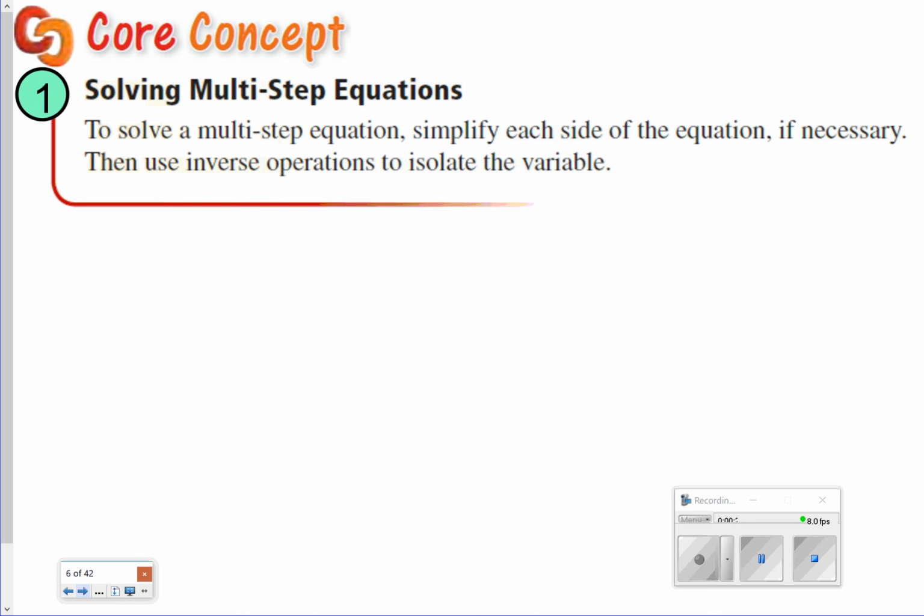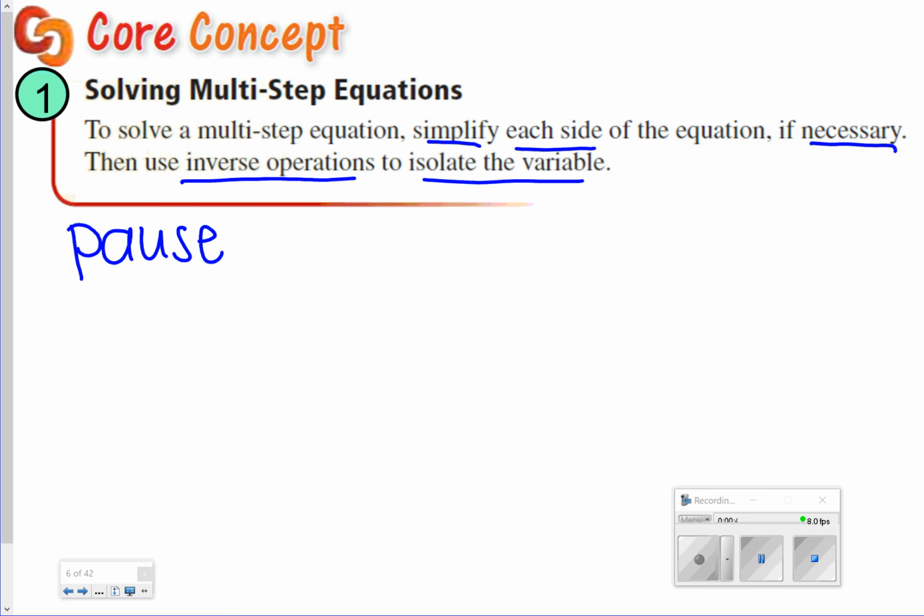property. The first thing we want to make sure is anytime we try to solve a multi-step equation, you always want to simplify each side of the equation first, if necessary, and then use the inverse operations to isolate the variable. Go ahead and take time now to pause the video here so you can write down these sentences, and then once you're done, click play so we can go in and see how it's done.